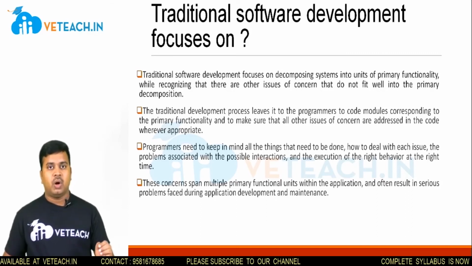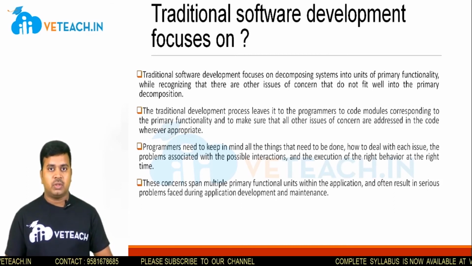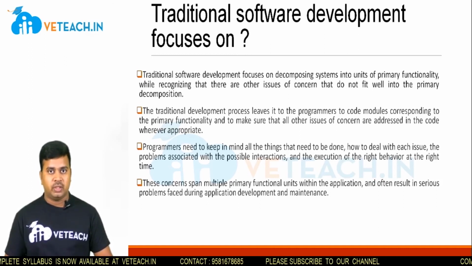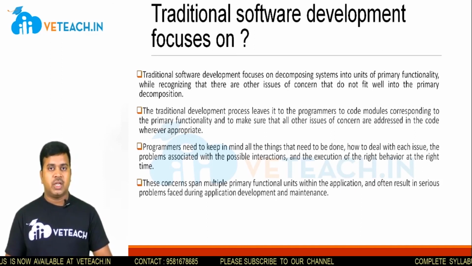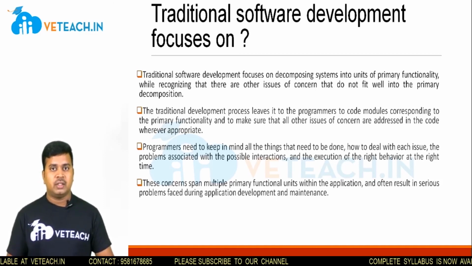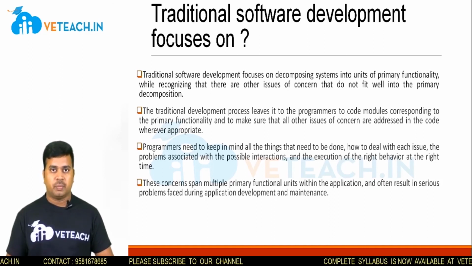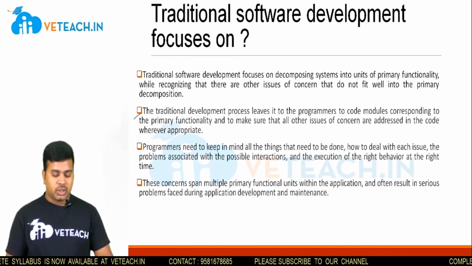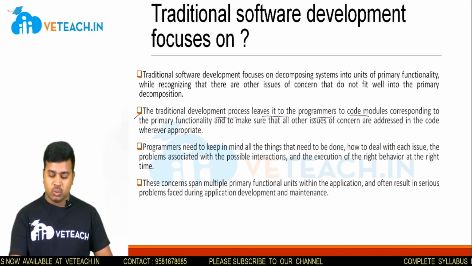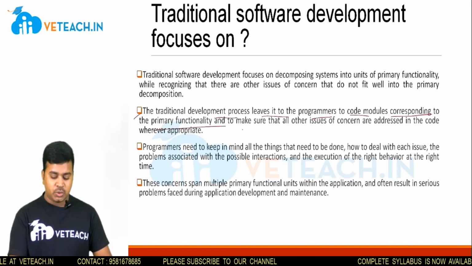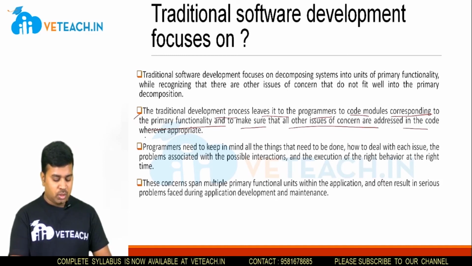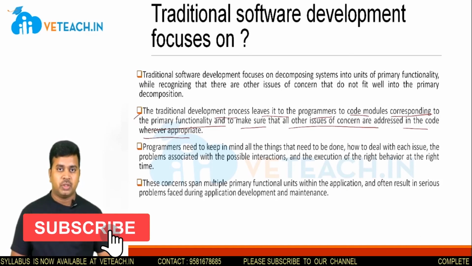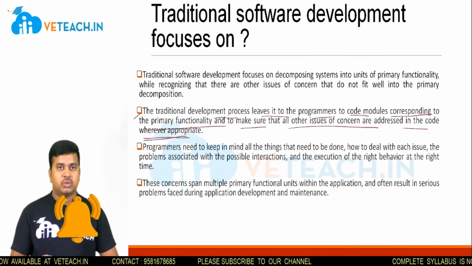And traditional software development, what is it focused on? As I said, it mainly focuses on one particular life cycle, divides the system into different modules, and then you start the coding. When new functionalities have to be added at that point, we cannot add them and cannot move further into development. That is why we can use the aspect oriented software development method. See the second point: traditional development processes leave it to programmers to code modules corresponding to primary functionality, and to make sure that all other concerns are addressed in the code wherever appropriate. That means a traditional development process leaves such programmatic issues to the developer, who has to address all these concerns. So that is about the traditional approach.